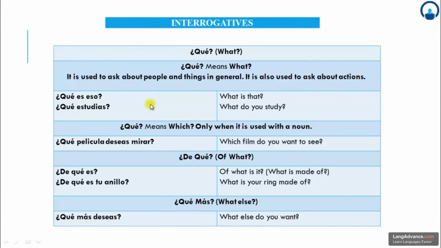For example, ¿Qué es eso? What is that? That is asking a general question. ¿Qué estudias? What do you study? So here I am asking a person about his action. I would like to request you to keep writing all these in your notebook, because all these rules will be important to form any question in Spanish.